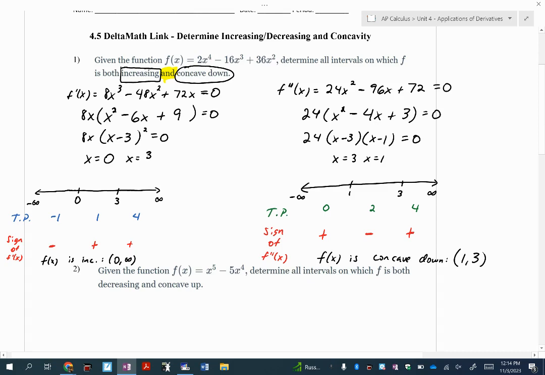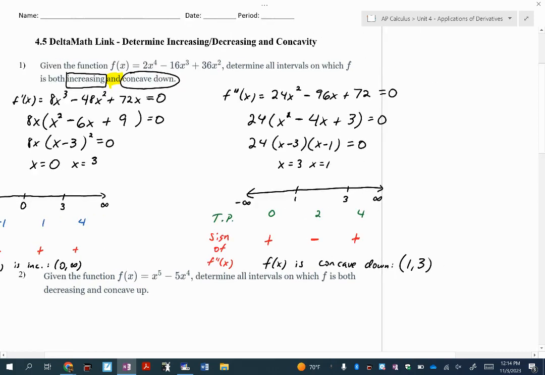Okay. Now, from here, 1 to 3, I'm doing what? My derivative is decreasing. I'm concave down. So how do I write the answer if I need it to have both things happening on this interval? Nice, Julia. Your brain figured it out.